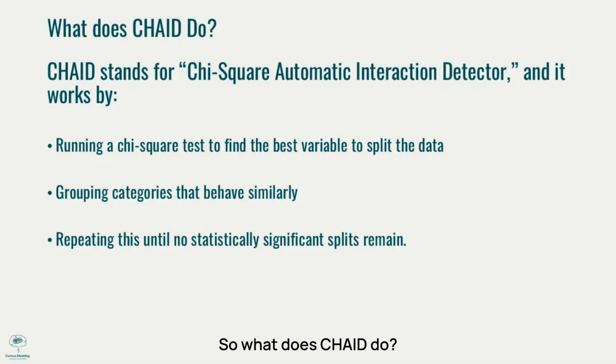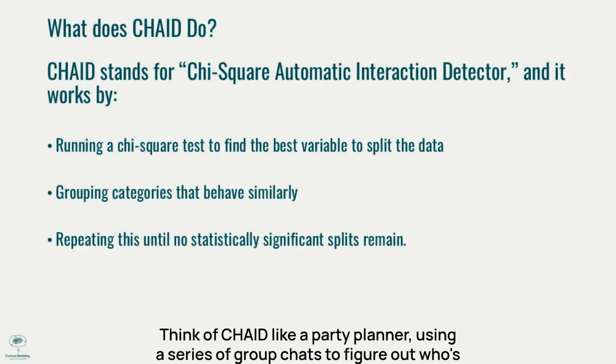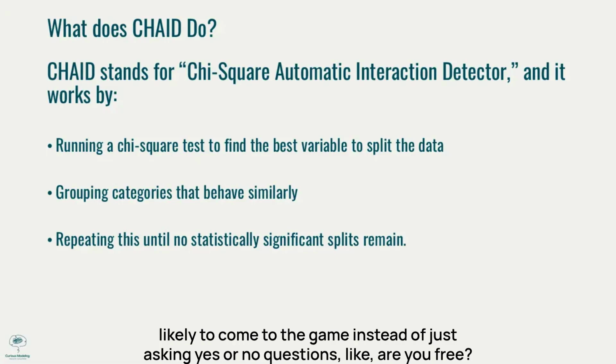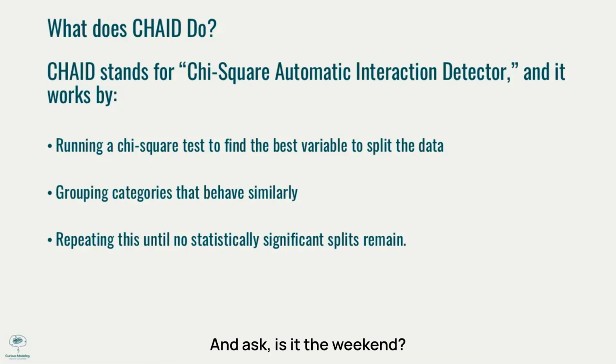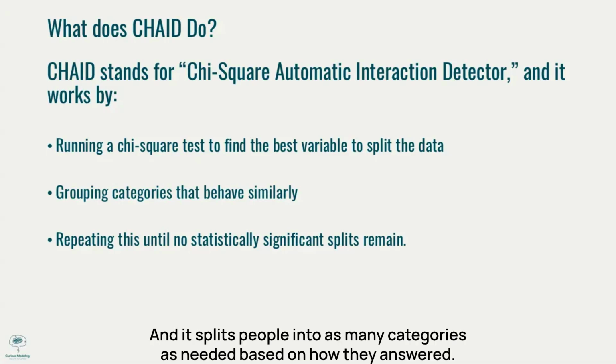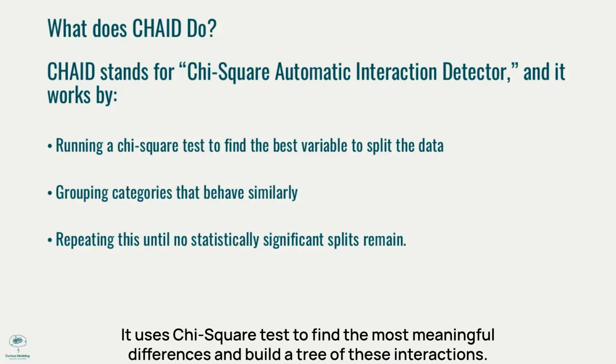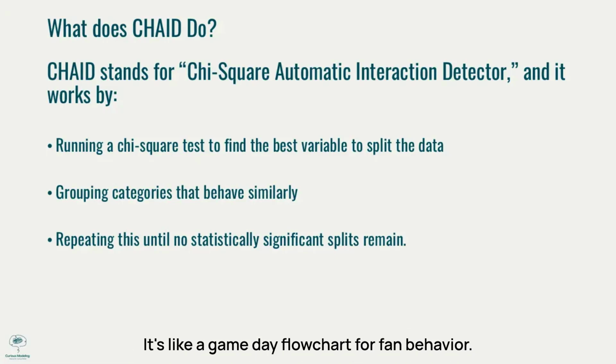So what does CHAID do? Think of CHAID like a party planner using a series of group chats to figure out who's likely to come to the game. Instead of just asking yes or no questions like, are you free? It asks, is it the weekend? Is it a rivalry game? Is the weather nice? And it splits people into as many categories as needed based on how they answered. It uses chi-square tests to find the most meaningful differences and builds a tree of these interactions. It's like a game day flowchart for fan behavior.